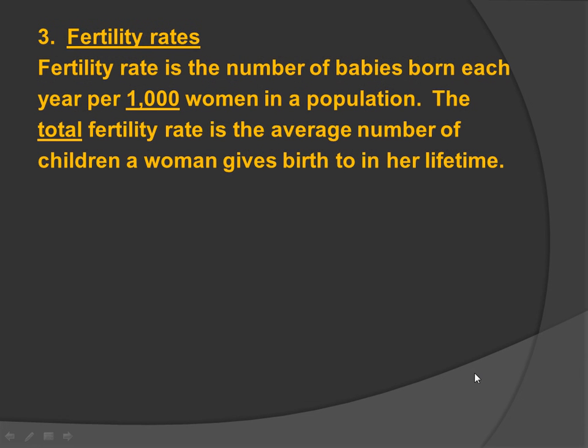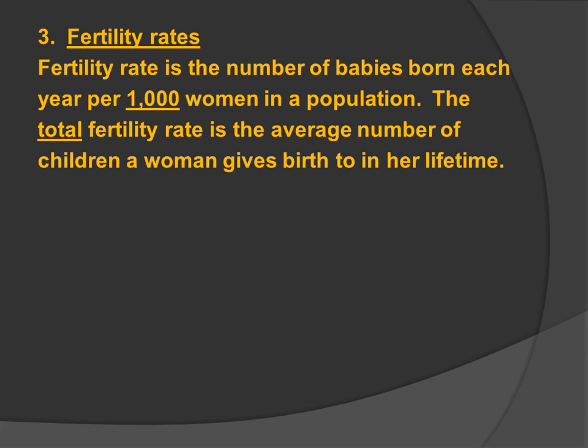Number 3, fertility rates. Fertility rate is the number of babies born each year per 1,000 women in a population. The total fertility rate is the average number of children a woman gives birth to in her lifetime. Now, here's how that can make a difference. In the United States, the average number of children born to a woman is 1 point something. No, nobody's having part of a child. What it means is that when you take the average number of children that each woman has, that's what you end up with as an average.